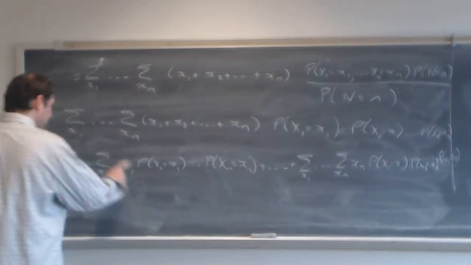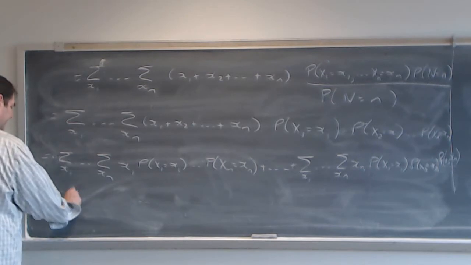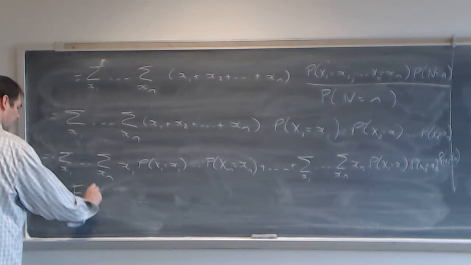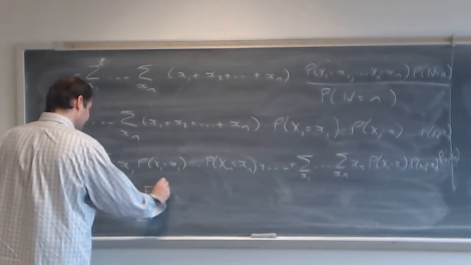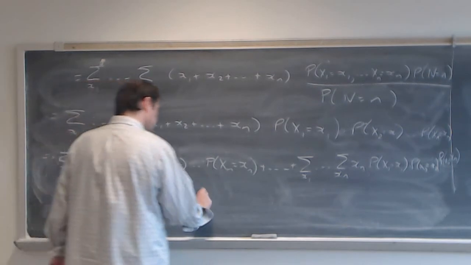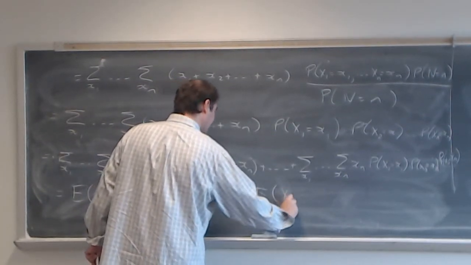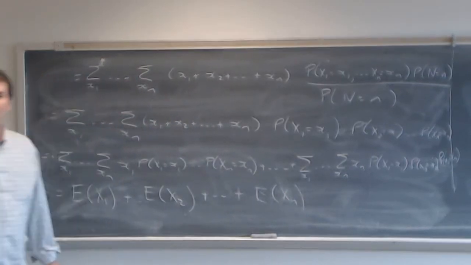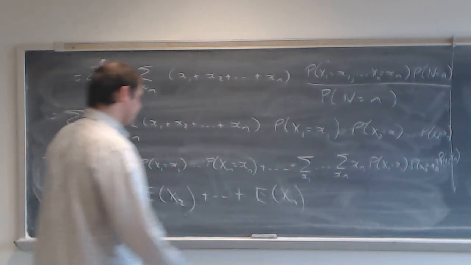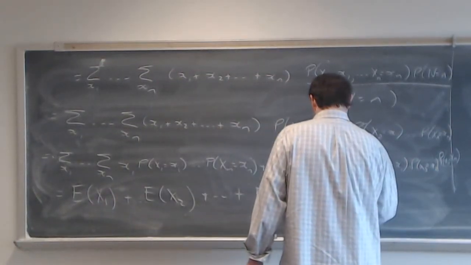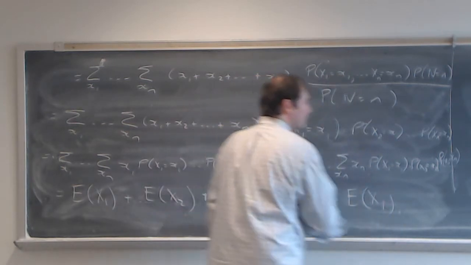And now, when you do this first sum, that's nothing more than the expected value of X1. And the next sum is going to be the expected value of X2. And then the last one is the expected value of Xn. Okay? But they're identically distributed. They all are the same. And so this is the same thing as n times the expected value of X1.